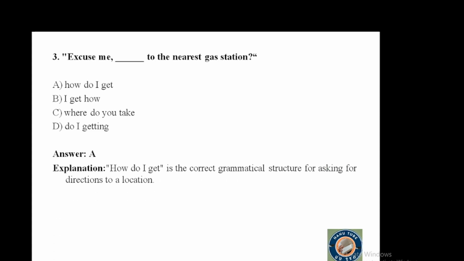Question number 3. Excuse me, blank to the nearest gas station. A. How do I get? B. I get how? C. Where do you take? D. Do I getting? The answer is how do I get? How do I get is the correct grammatical structure for asking for directions to a location. So the complete sentence will be, excuse me, how do I get to the nearest gas station?